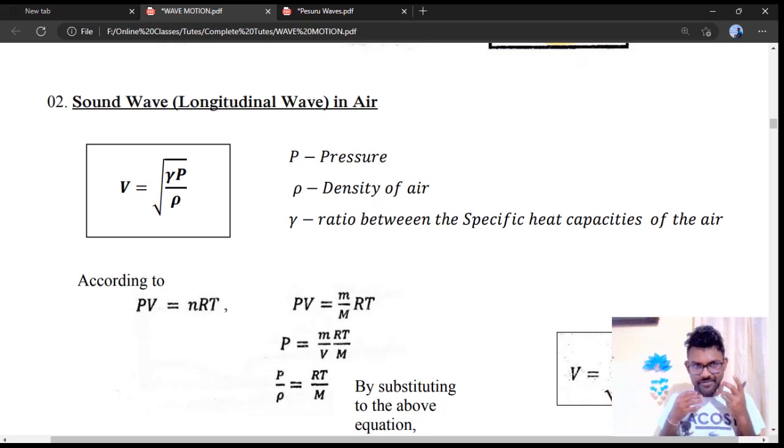So now there's a wave, that is the sound wave, that is propagating from my mouth to the microphone. Let's just see what is the velocity of this wave propagation. So the velocity of a sound wave is equal to root gamma P over rho.